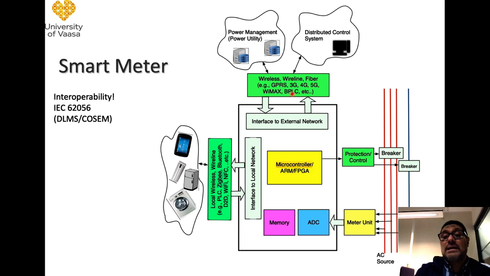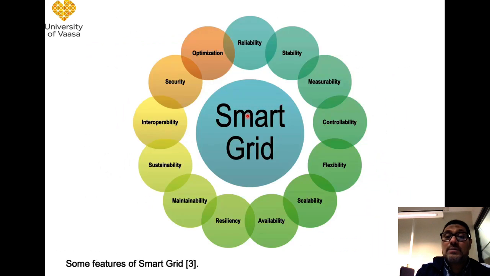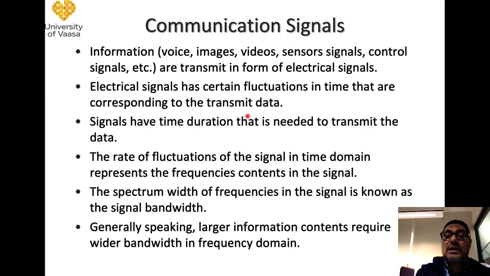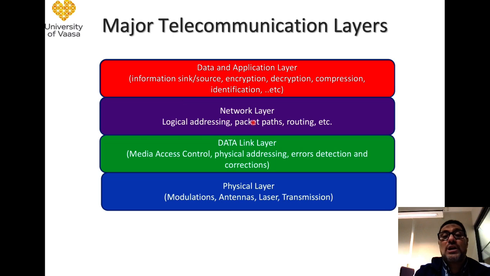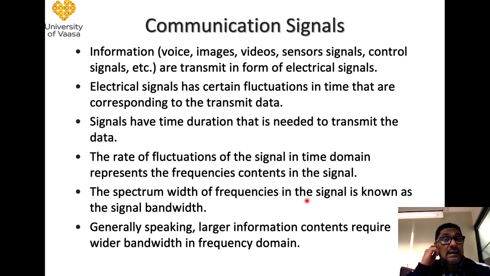Okay, but for example, if you change from 4G to 5G, you shouldn't need to change the whole smart meter structure. So the same concept applies in the communication layers: if you need to change one of the layers, it is not necessary to change everything. So this makes the communication system much more flexible.